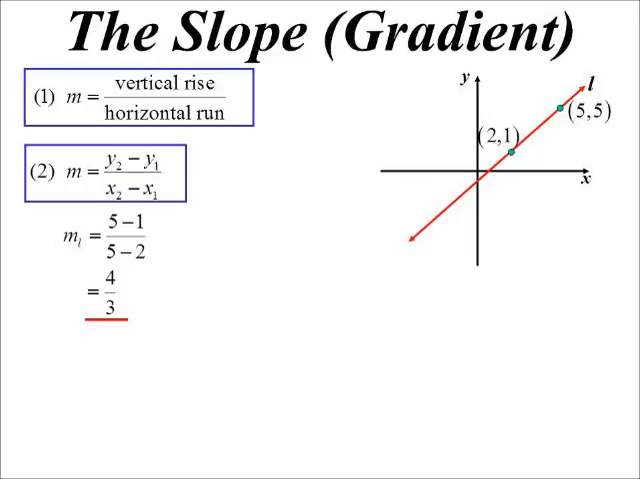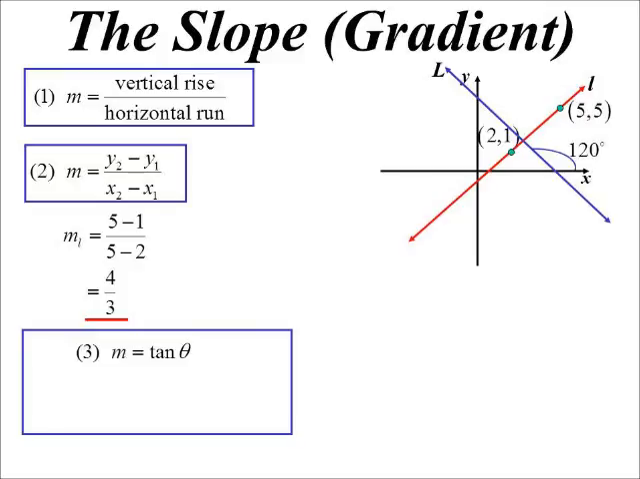There is a third way of finding slope, often forgotten, and that's using the angle that it makes. So there's a line, capital L, and it's the angle always measured to the positive side. So in this case, we have an obtuse angle of 120 degrees. And the slope of that will be the tan of theta.